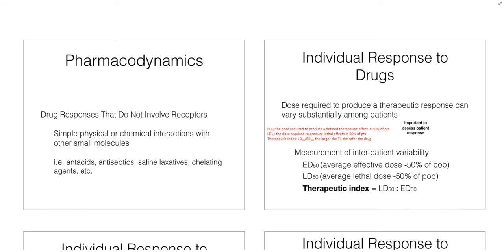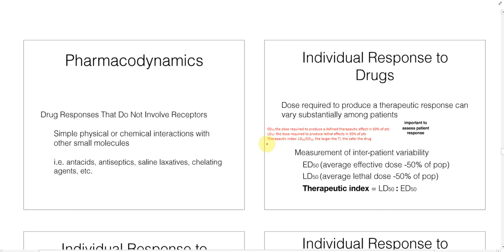Very different people. So we need to be aware of interpatient variability. For example, we have the effective dose, or ED50, which is the dose required to produce a defined therapeutic effect in 50% of patients. These are measured via studies to determine the effective dose for 50% of patients. And then the lethal dose, or LD50, is the dose required to produce lethal effects in 50% of patients.